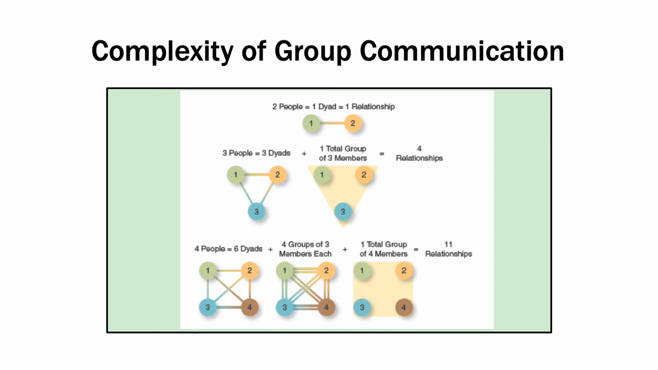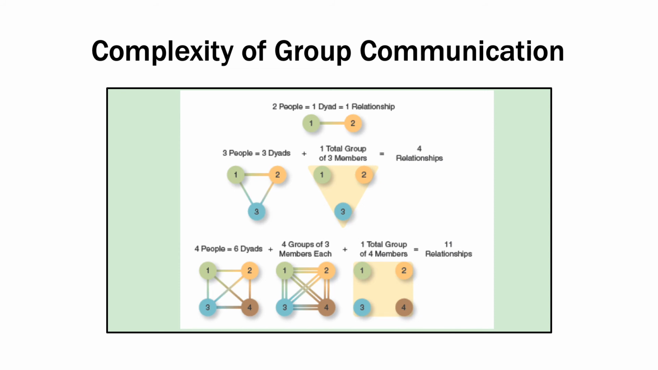So on the next line, we have 3 people. So here are 3 people in a group. And really, we have 3 relationships here, 3 sets of dyads. 1 and 2 have a connection, 2 and 3 have a connection, and 1 and 3 have a connection, either in the way they communicate or if they're actually friends or related somehow. So those are 3 sets of dyads. But then we have 1 total group, and that's actually a relationship. So really, in a group of 3 people, you're dealing with 4 relationships.